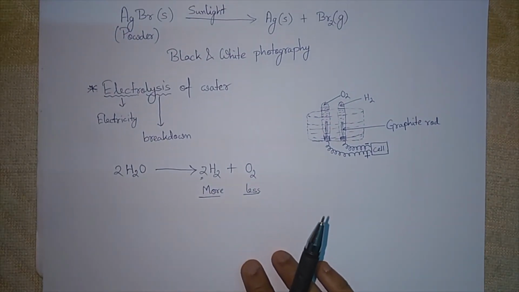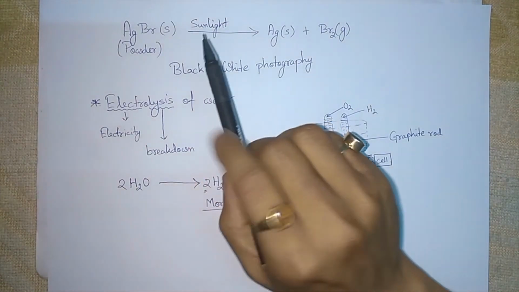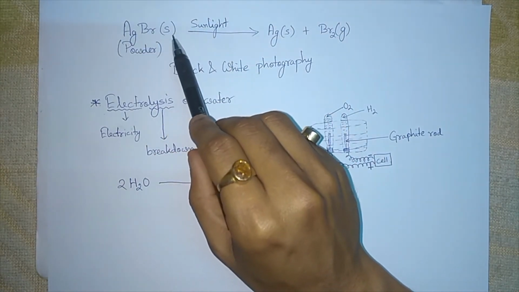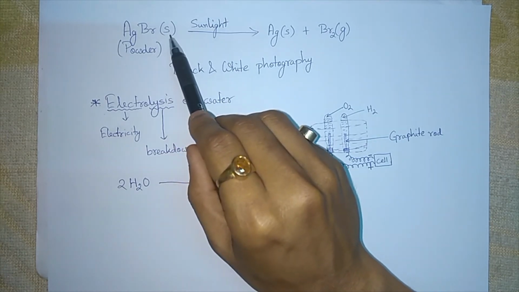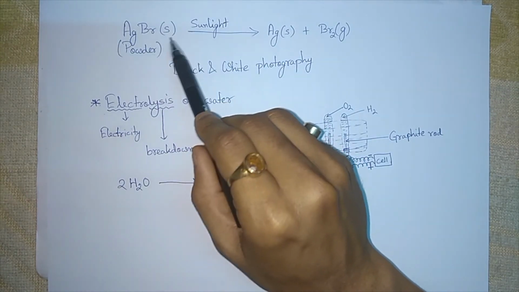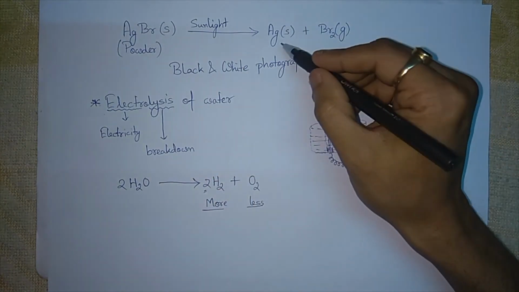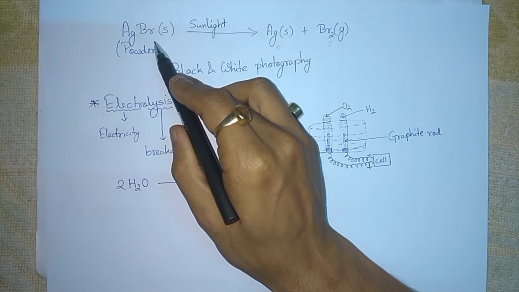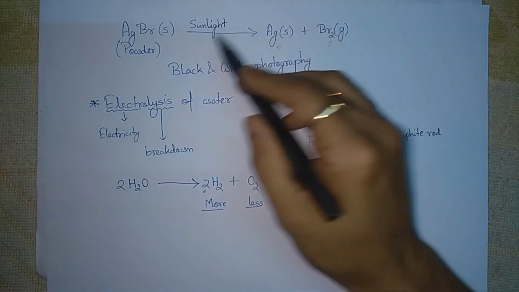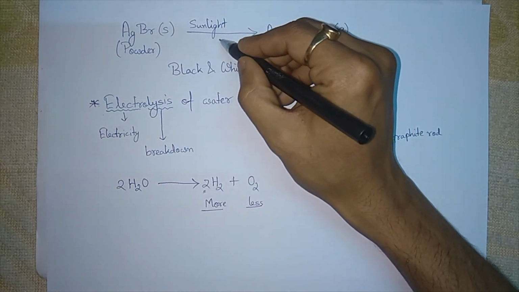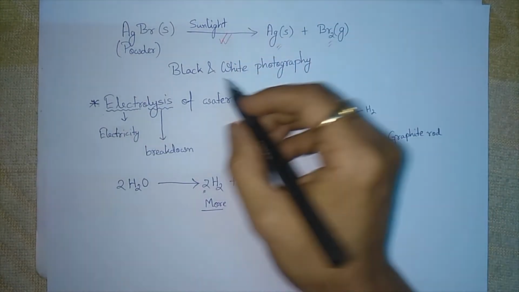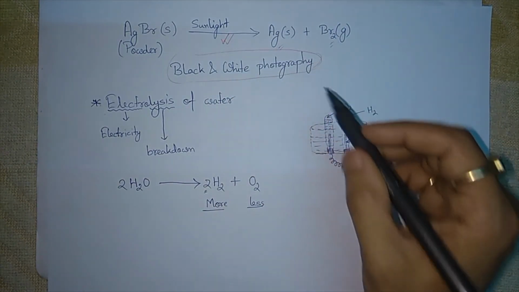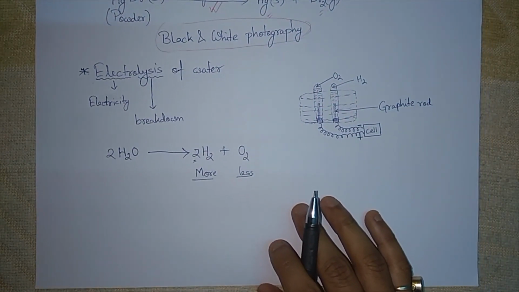Another example of a decomposition reaction is silver bromide. It is a powder, so it must be solid. In presence of sunlight, it forms silver and bromine gas. So this is a decomposition reaction. Silver bromide has been broken down into silver and bromine. But this reaction happens only in presence of sunlight, and it is used in black and white photography. So in this aspect, it becomes a very important chemical equation.